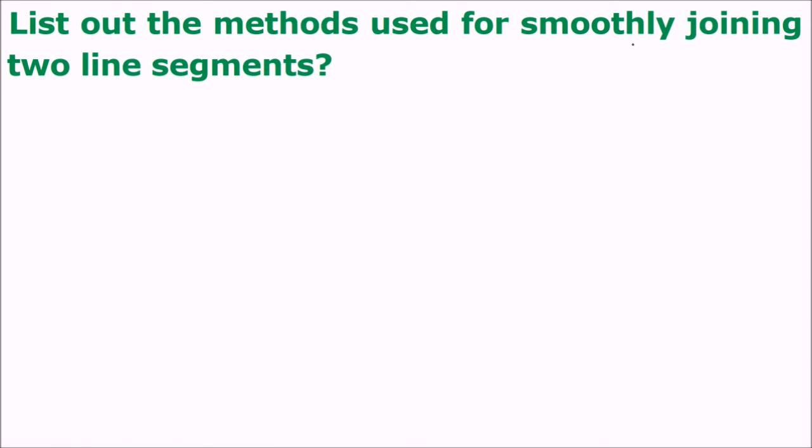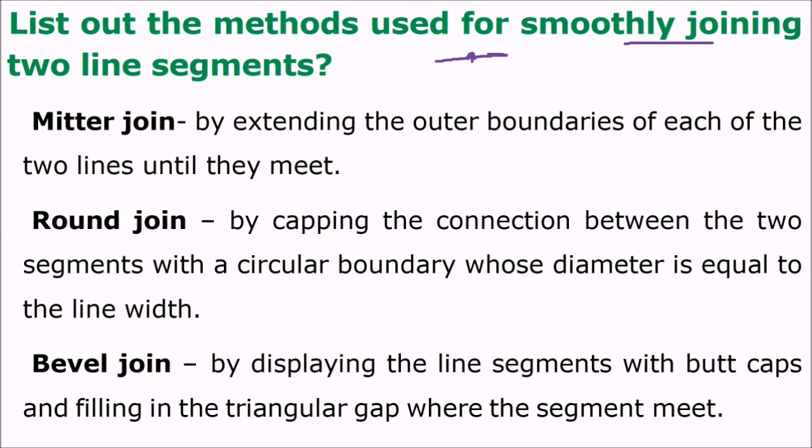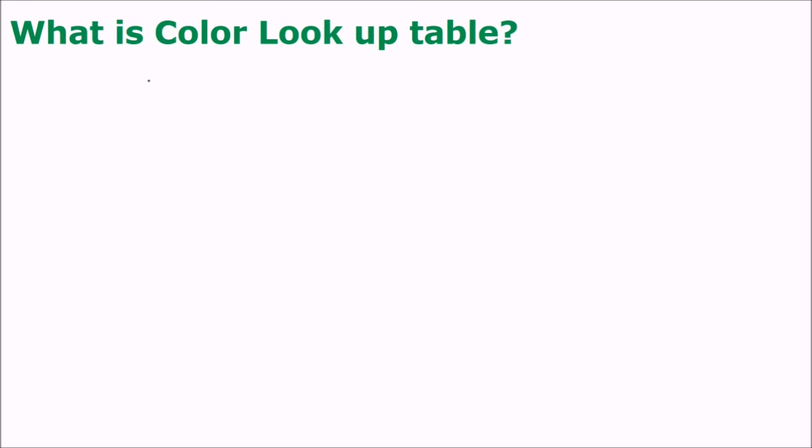List out the methods used for smoothly joining two line segments. How are we going to join two lines? We can have miter join, round join, bevel join. Miter join is made by extending the outer boundaries of each of the two lines until they meet. Round join is made by capping the connection between the two segments with a circular boundary whose diameter is equal to the line width. Bevel join is made by displaying the line segments with butt caps and filling in the triangular gap where the segments meet.